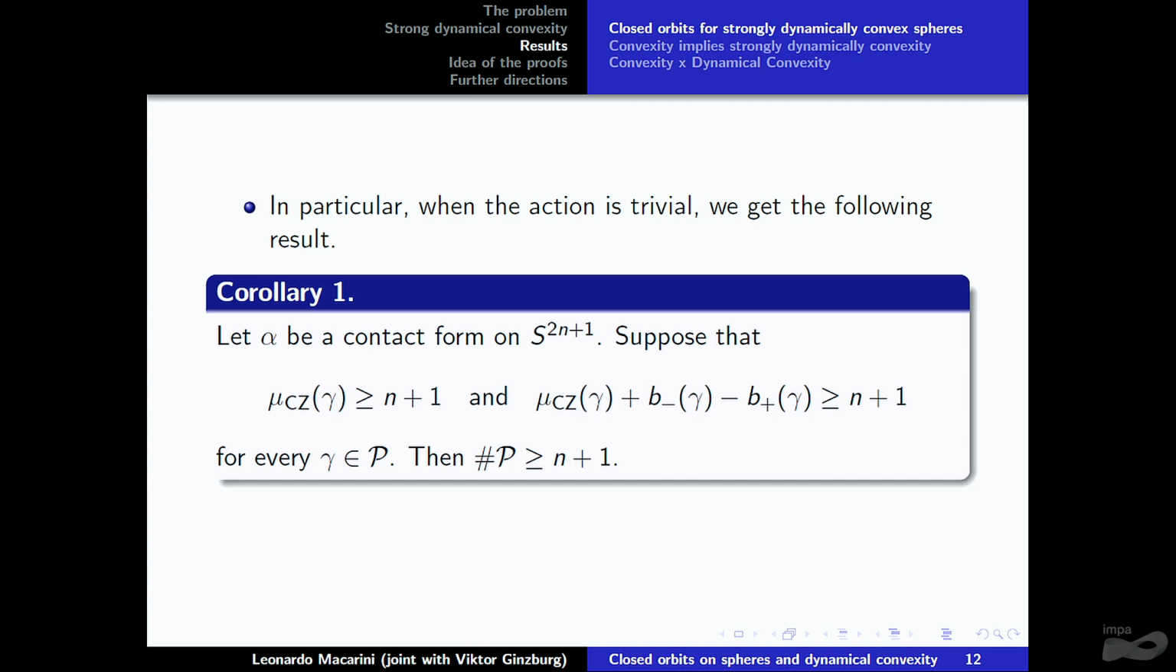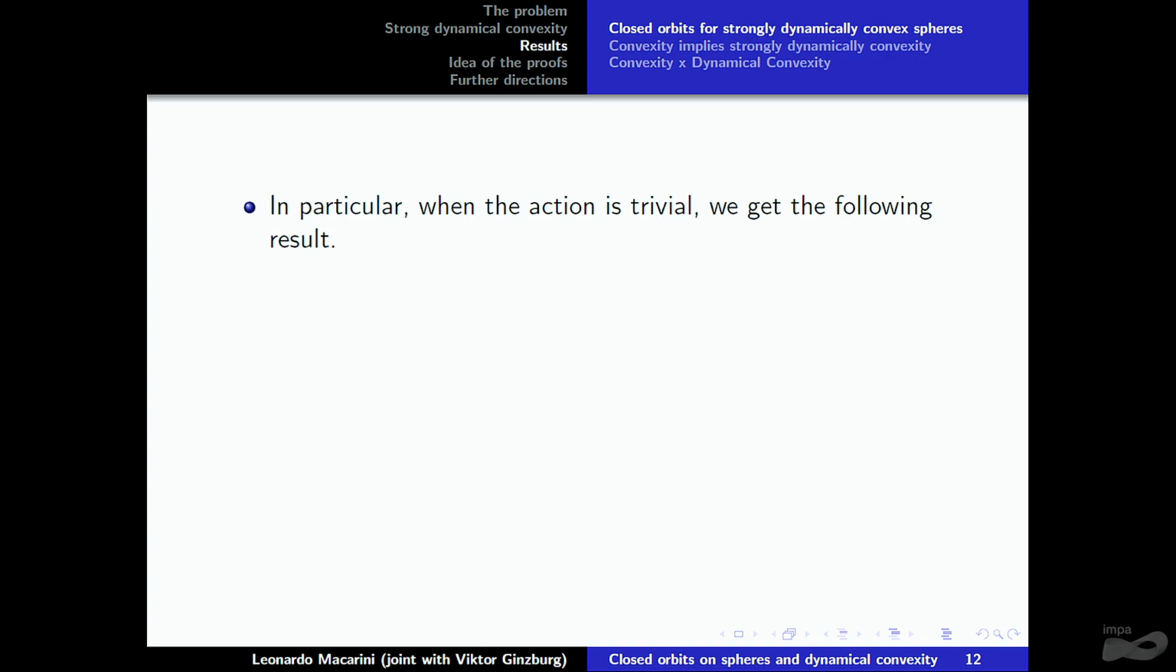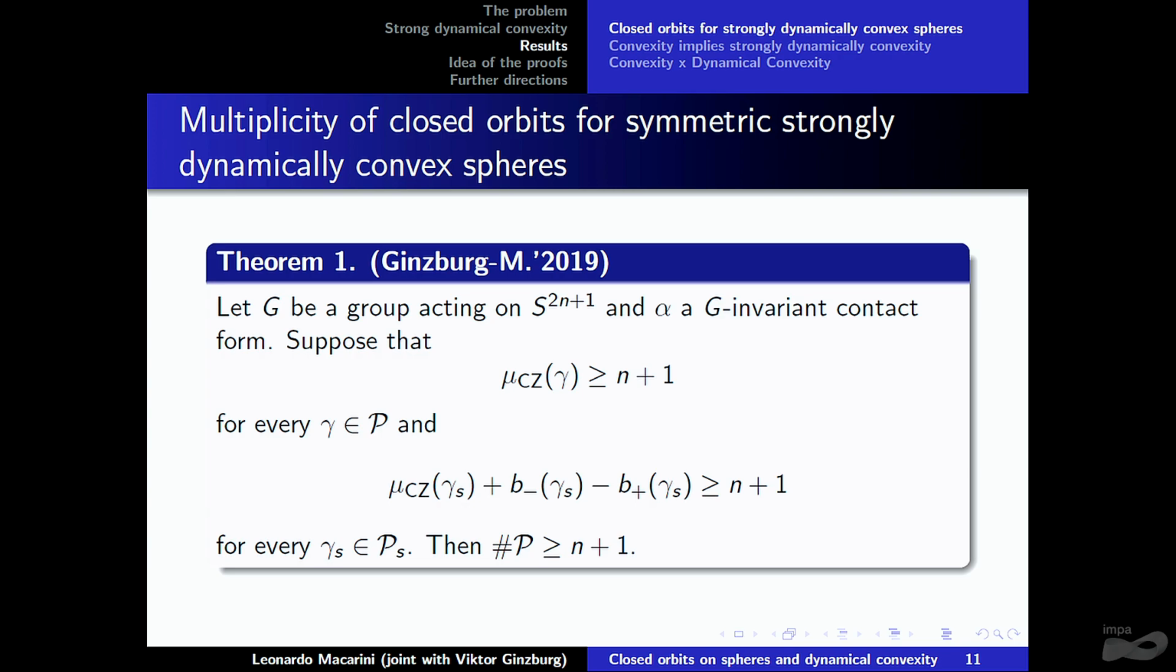Did you weaken from n plus 2 to n plus 1? Yes, definitely. Because you just apply the previous theorem in the case that the action is trivial. But the point is that then you need this condition now for every closed orbit. That's the problem, because for the trivial action, every closed orbit is symmetric.